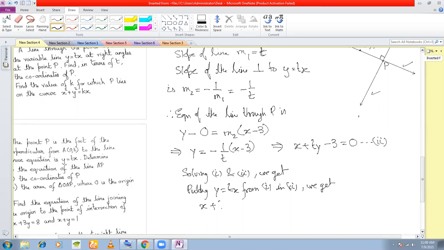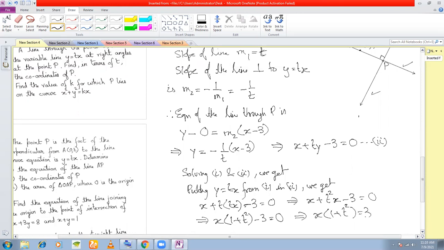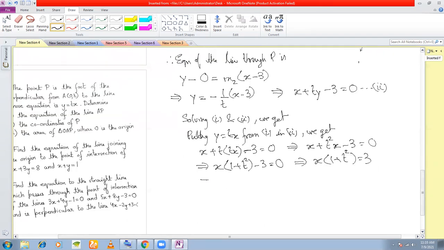We get x plus t into tx minus 3 is equal to 0. That means x plus t square x minus 3 is equal to 0. Now you take x common, you get x into 1 plus t square is equal to 3. So what is the value of x here? 3 by 1 plus t square.